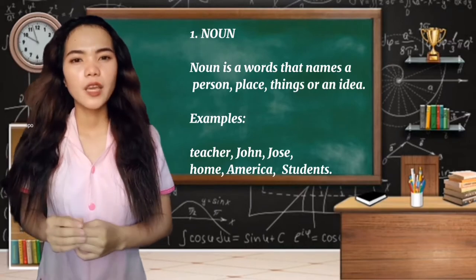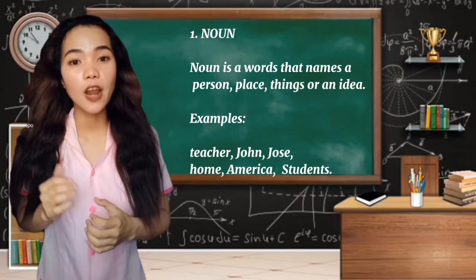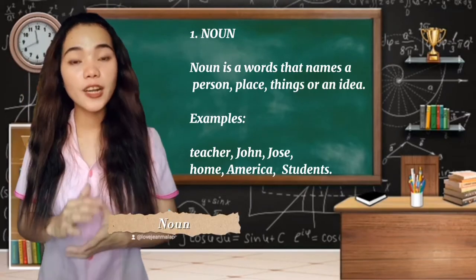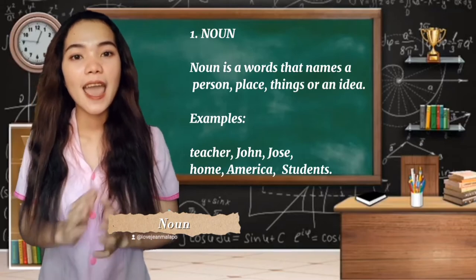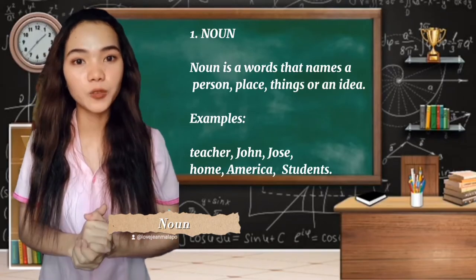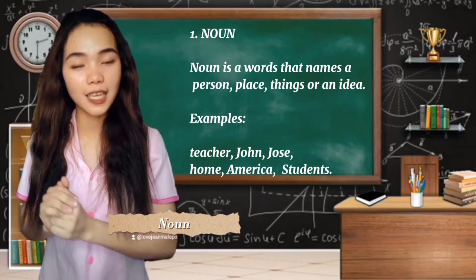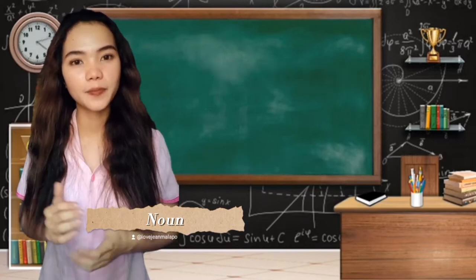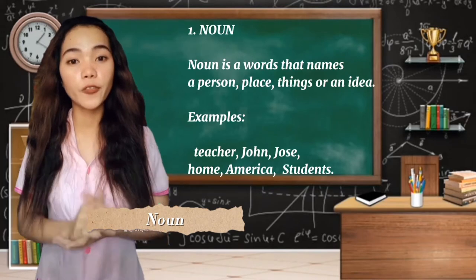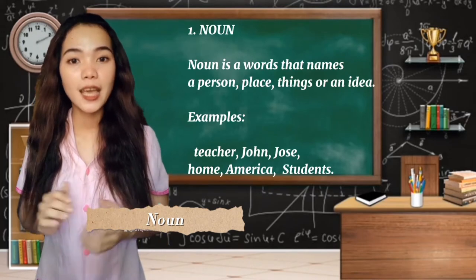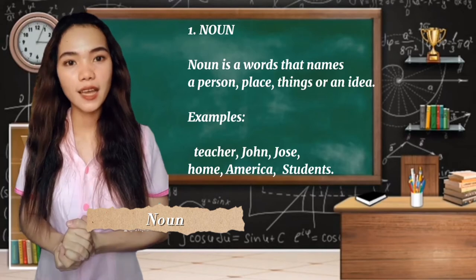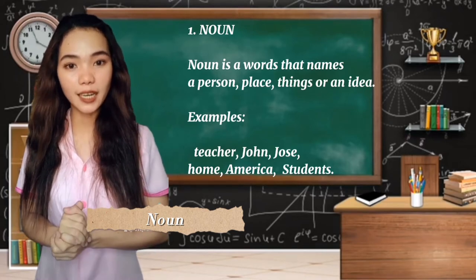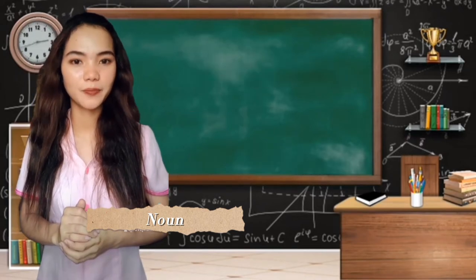When we say noun, it is a word that names a place, person, thing, or an idea. Basically, anything that's a thing is a noun, whether you are talking about a basketball court, London, teacher, or Monday. Here are examples of nouns: teacher, John, Jose, London, America, and students.